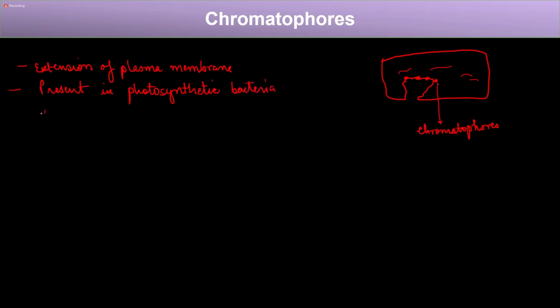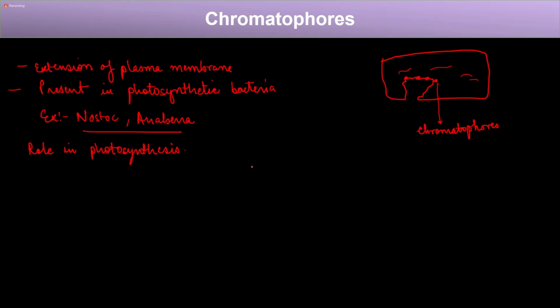And if you talk about examples of these chromatophores, there are certain examples such as Nostoc and Rhodospirillum. Okay, so these are certain bacteria in which chromatophores are present, and hence the chromatophore has a role in photosynthesis because it is present in photosynthetic bacteria only. Okay, so we have studied five structures.